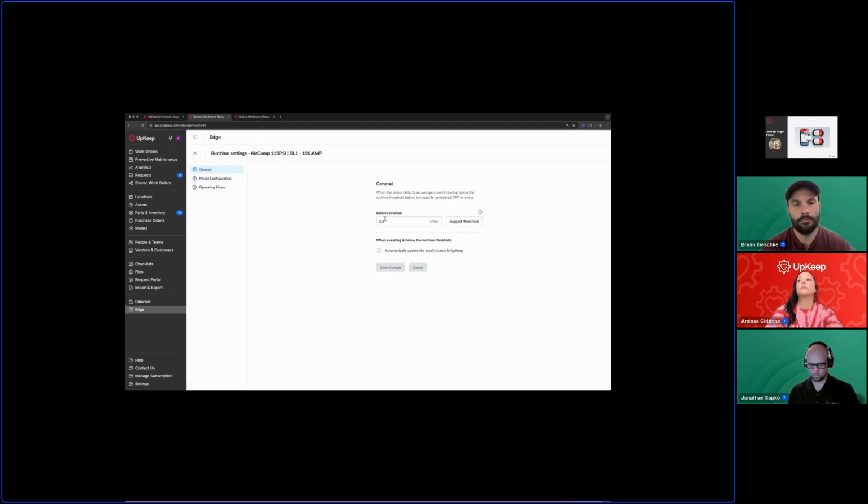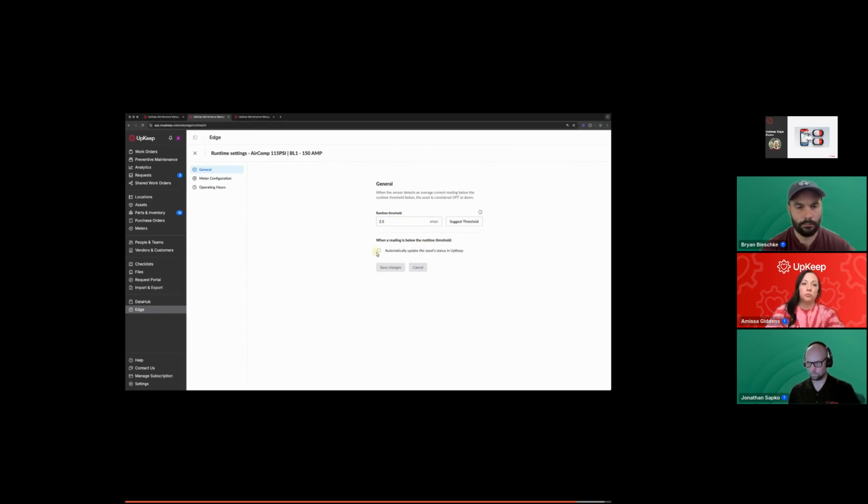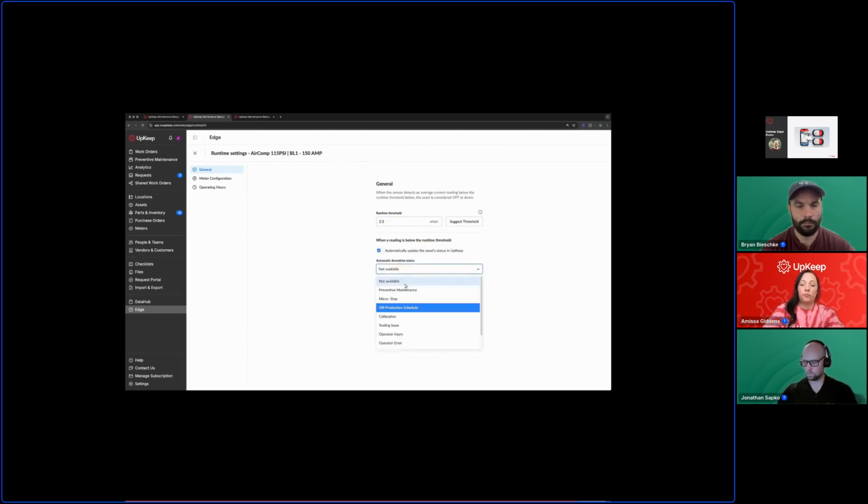And then we also could say something like this. If it goes above a certain threshold, we can actually trigger the asset status to be available, off production, not available, or just blanket not available. So what this is referring to here is the asset status in Upkeep.